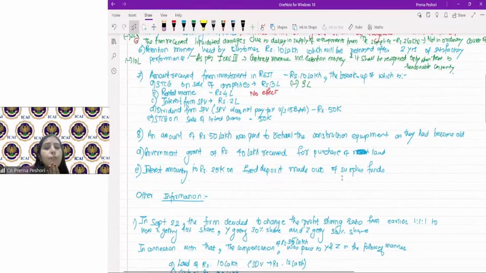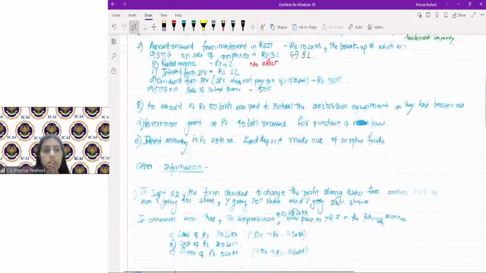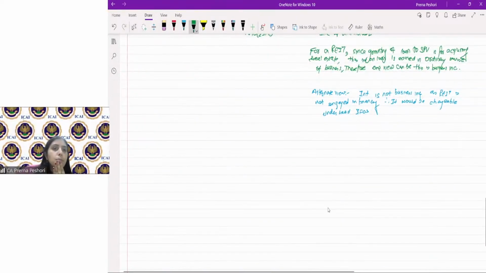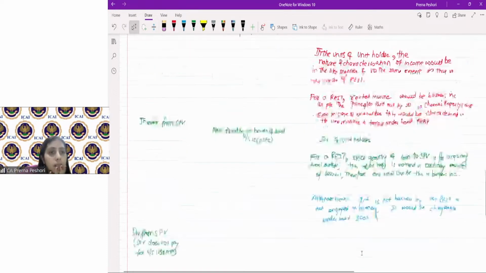Next is dividend from SPV. The SPV does not pay tax under 115BAA. So dividend from SPV. SPV does not pay tax under section 115BAA. What will happen in this case?